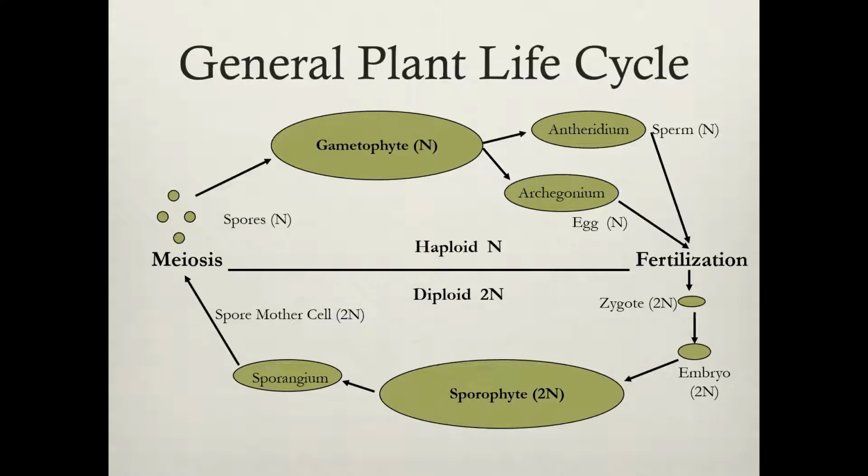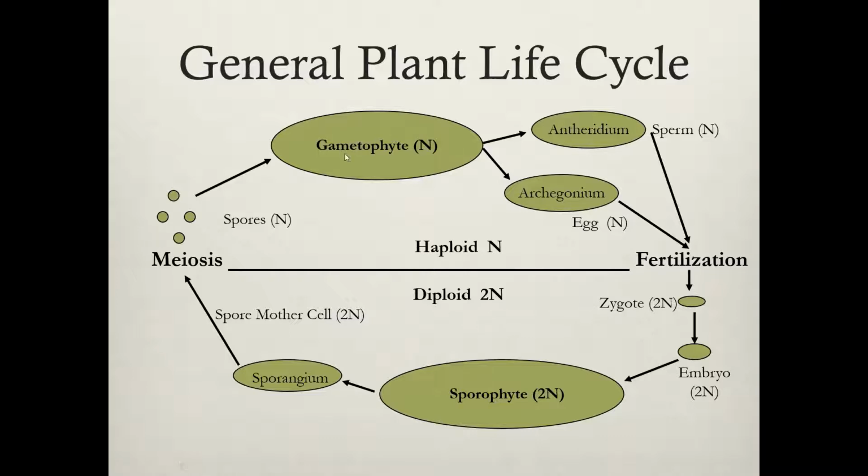Okay, so again, alternation of generations, you have two different adult stages. You have a 2N sporophyte stage, which means you have pairs of chromosomes. And then you have a 1N gametophyte stage, which means you only have one chromosome. Their chromosomes are not coming in pairs. So with the sporophyte stage, you have two versions of each gene, or two alleles of each gene. Gametophyte, you only have one allele for each gene.